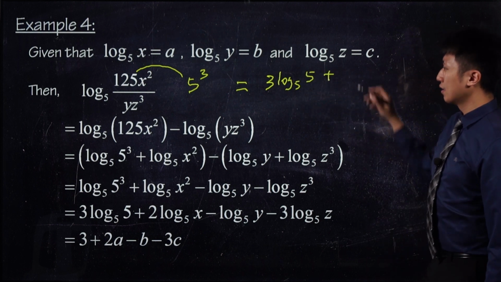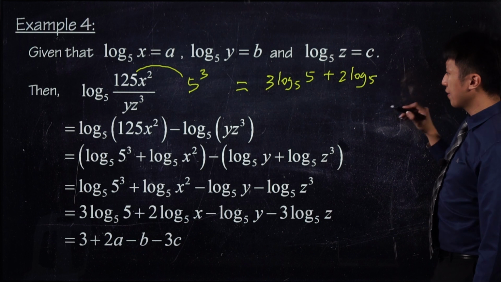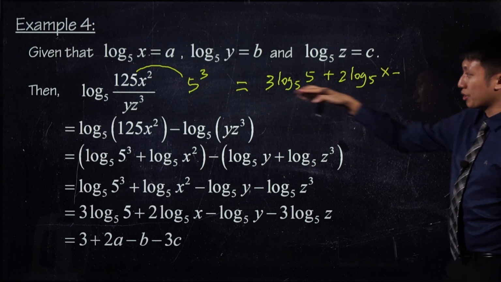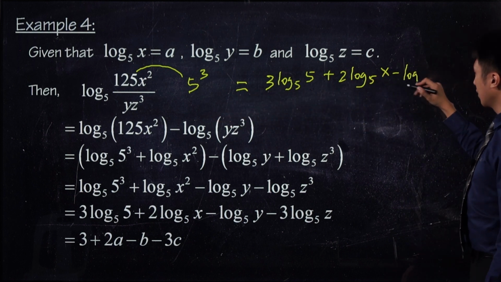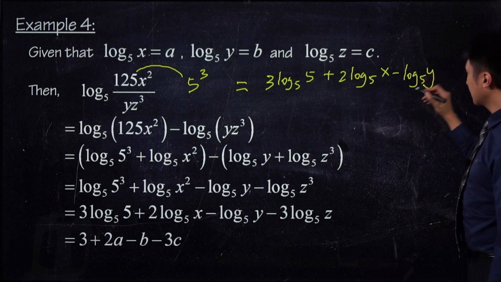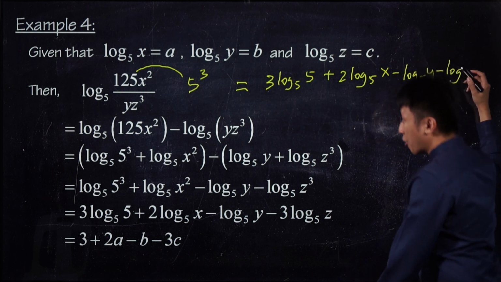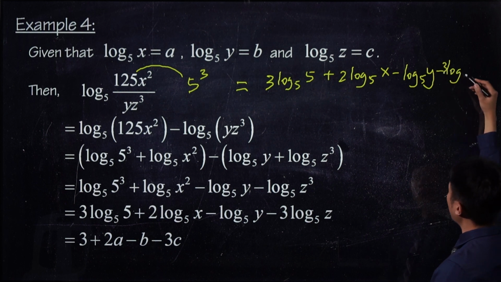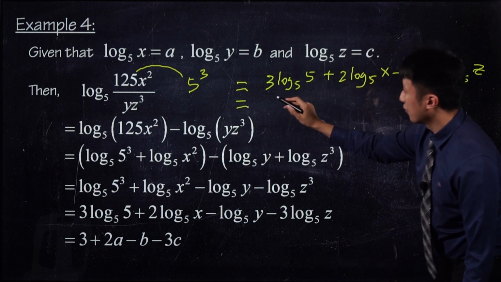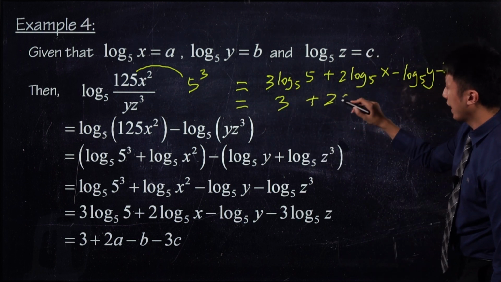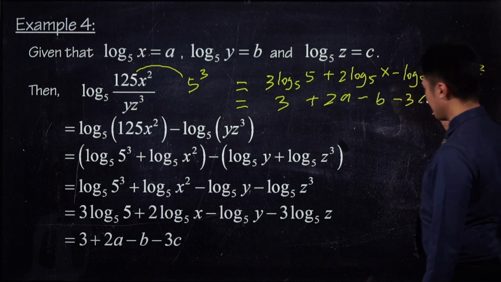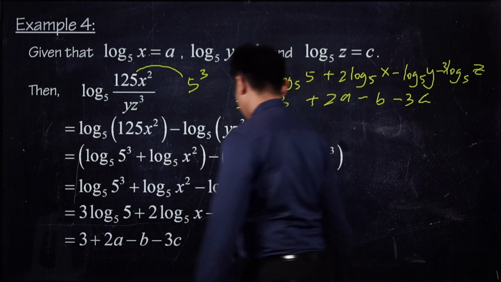Then plus 2 log 5x. Then bottom is minus, right? Log 5y. And the last one will be minus 3 log 5z. So the answer for this one will be 3 plus 2a minus b, then minus 3c, sorry, not z.